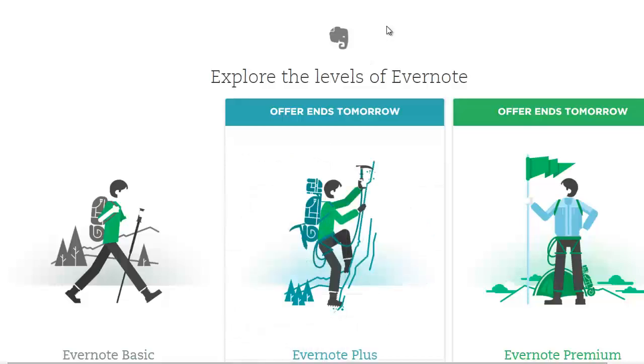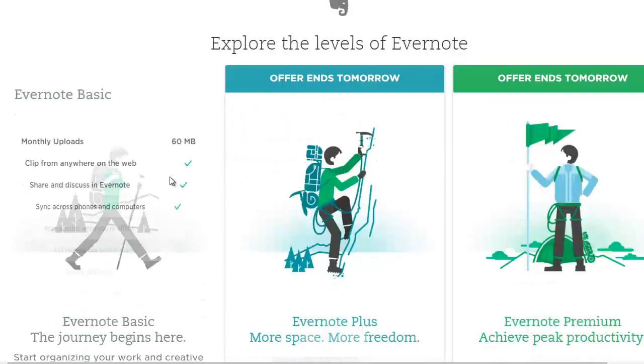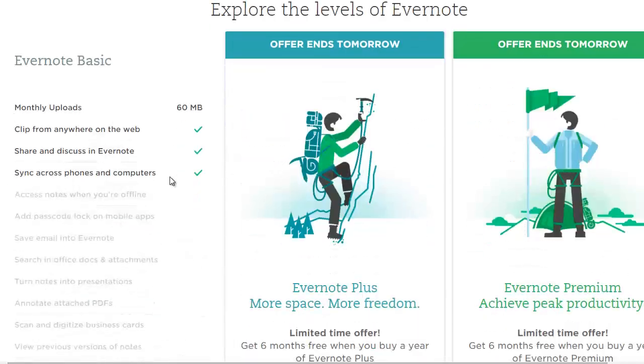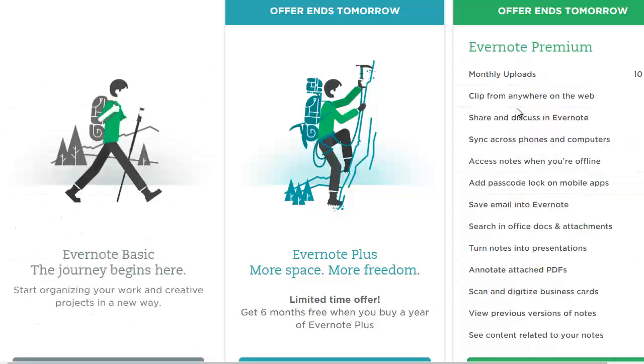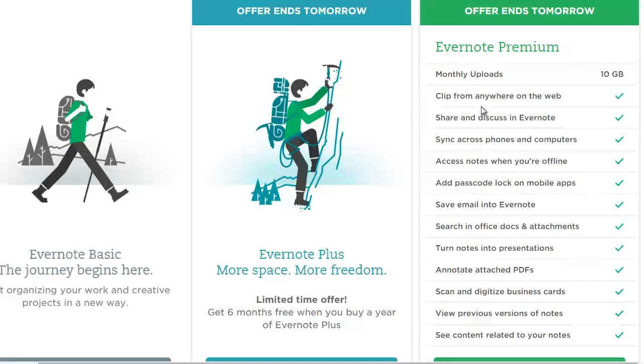So when you go to Evernote and you sign up, this is what you're going to see. You're going to see 3 different levels. And as you can see, there's different options for different levels. So I've actually used the premium version, and as you can see here, you can clip from anywhere on the web, so you can actually grab it and turn it into a note. So this is not just merely creating notes. It's about grabbing stuff elsewhere from your research. You can share and discuss within Evernote.